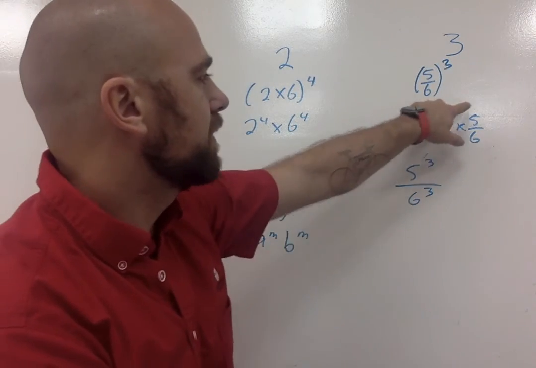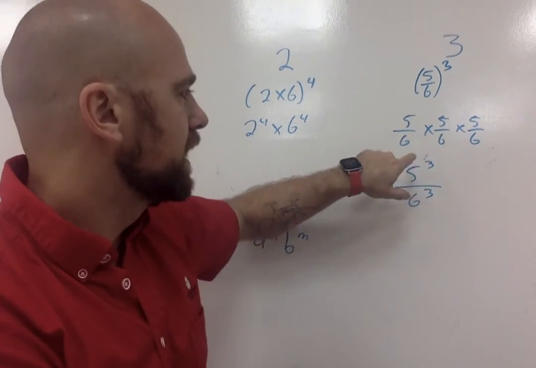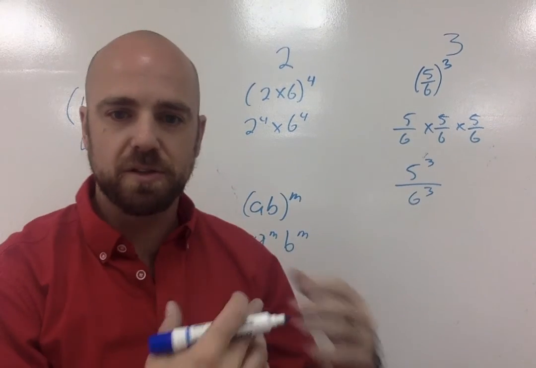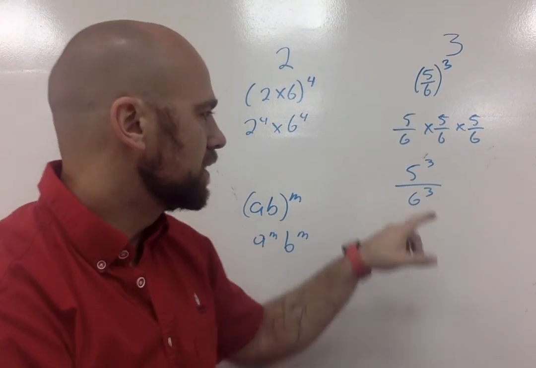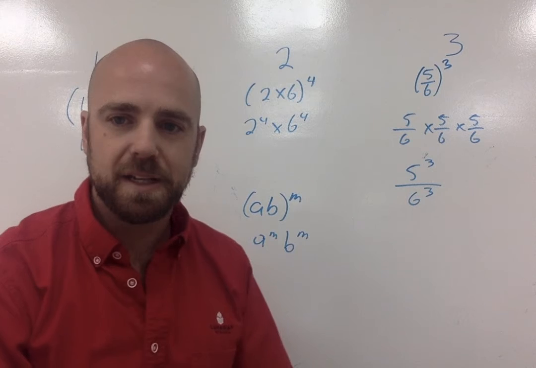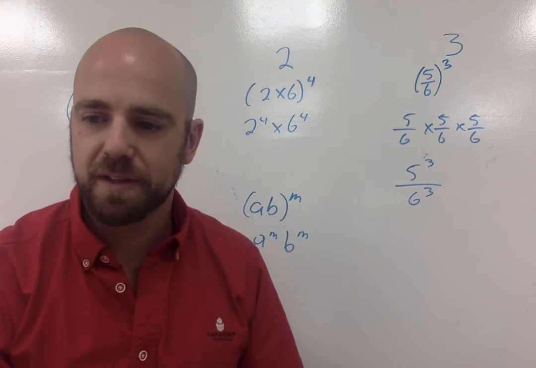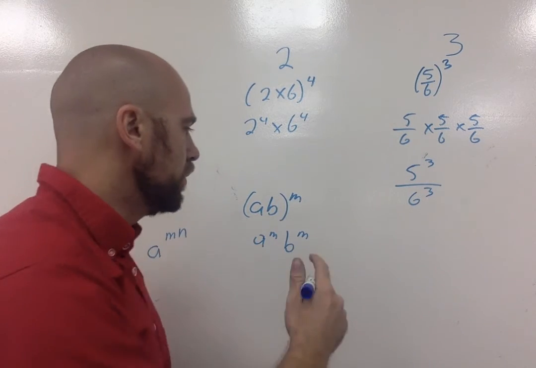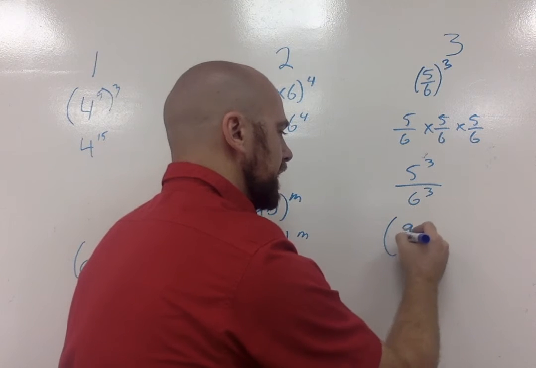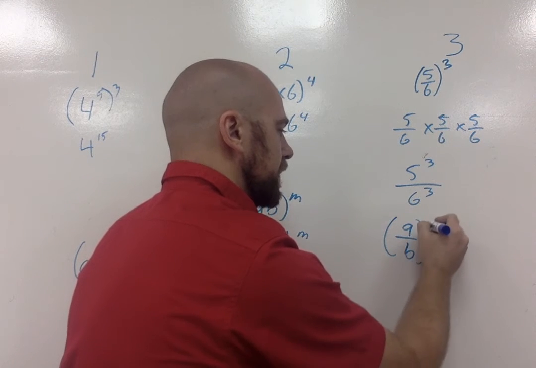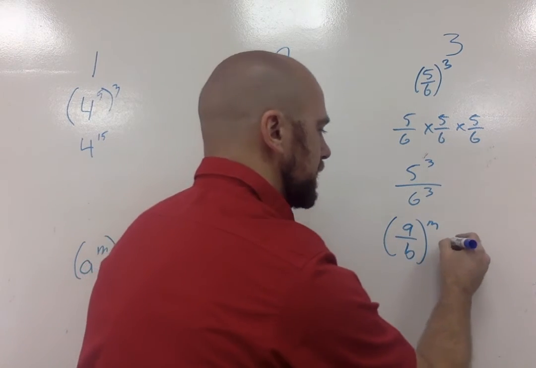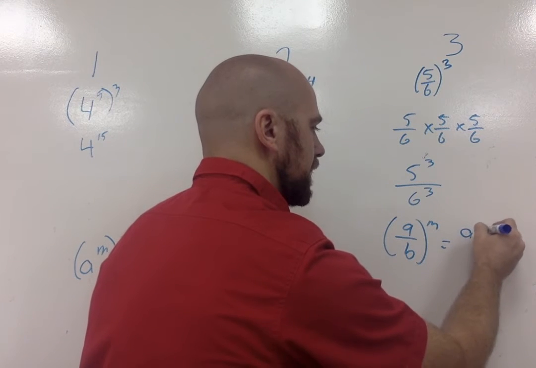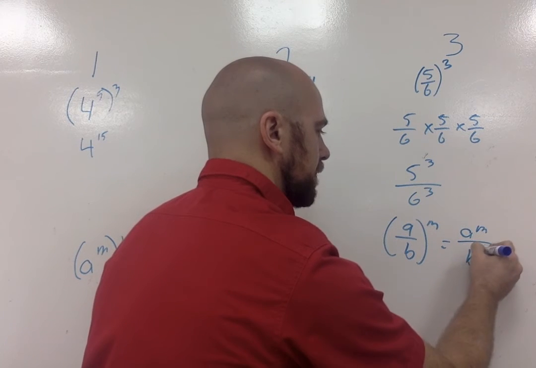We're going 5 times 5 times 5, which is repeated multiplication, and then 6 times 6 times 6, which is also repeated multiplication. So 5 cubed divided by 6 cubed, and that's how we get our answer. So our rule is that if we have A divided by B, to the power of M, it ends up giving us A to the M divided by B to the M.